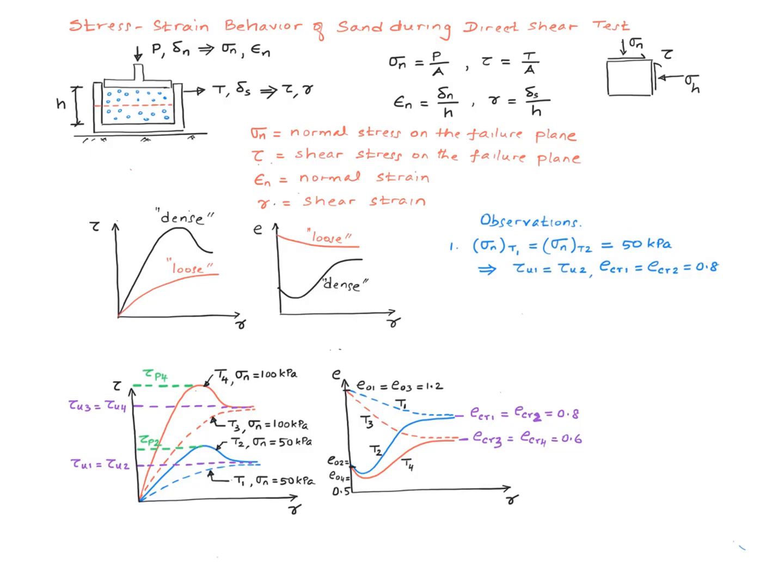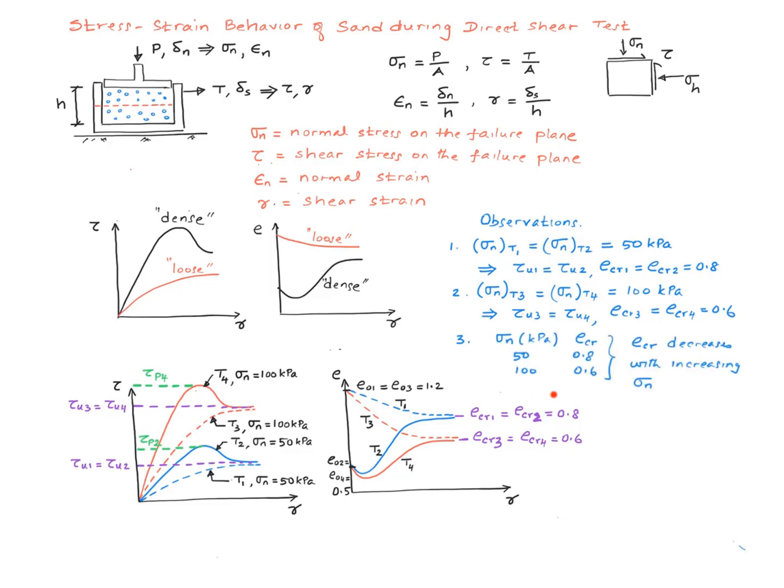Now we will see that this pattern is confirmed by the results of the other two tests, test 3 and test 4. These two tests had the same normal stress of 100 kilopascal. They both reach the same ultimate failure stress. They both reach the same critical void ratio 0.6. Again, this void ratio 0.6 is uniquely tied to the normal stress of 100 kilopascal.